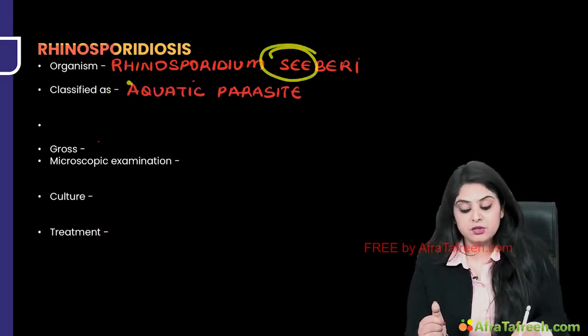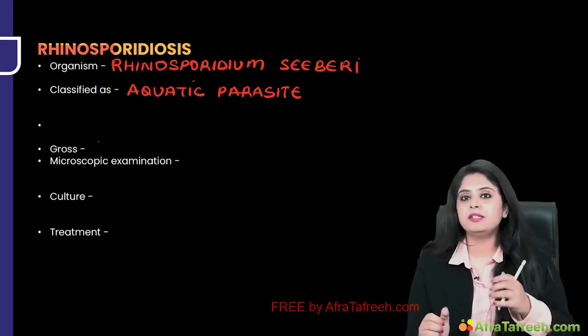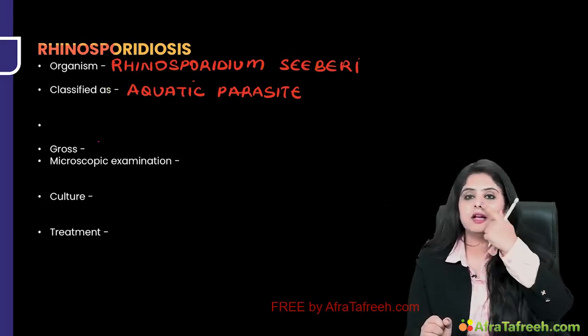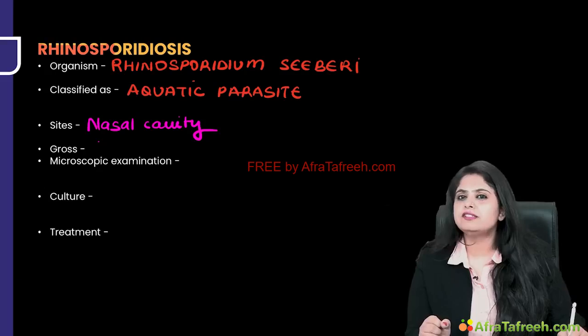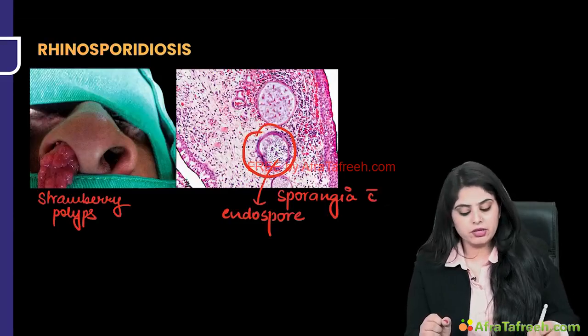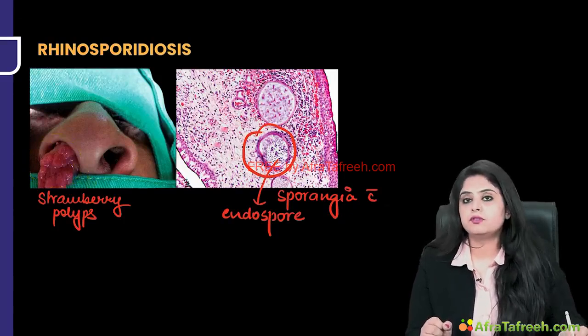So that is how you'll remember. Rhinosporidium seeberi is going to be somewhere in the sea. And in the sea, someone's going to be swimming. There'll be a history of swimming, and where will it come in contact? It will come in contact with the nasal cavity. So what will happen in the nasal cavity? What is the patient going to come with? These polypoidal lesions, known as the strawberry appearance of the polyps.